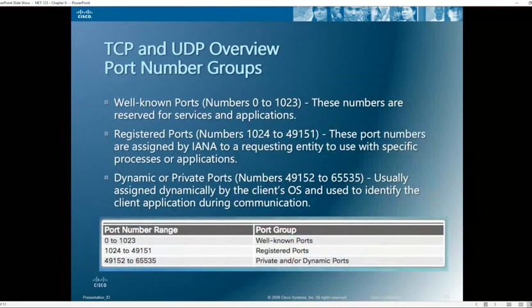Our well-known ports are going to be ones that are used for services and applications that have been reserved, so 0 to 1023. Registered ports are 1024 to 49151. So these are port numbers that are assigned by IANA. IANA and ICANN, if you recall, the Internet Numbers Authority, essentially the people who regulate who gets what IP address and all the other things. This is identified by IANA and given to the requesting entity for specific processes and applications.